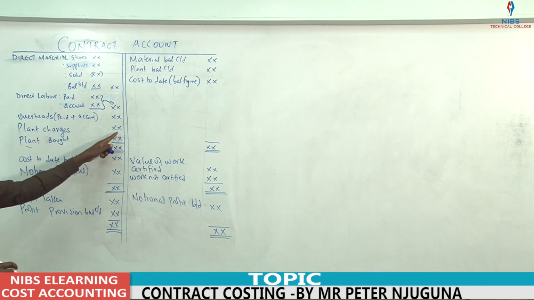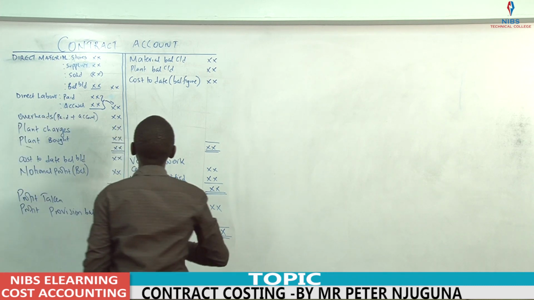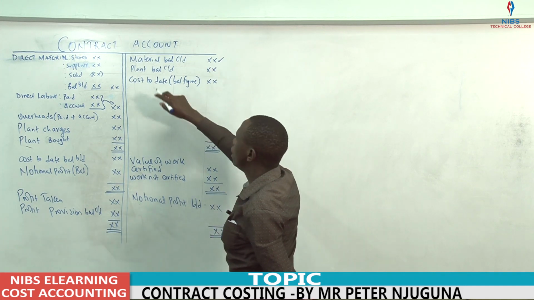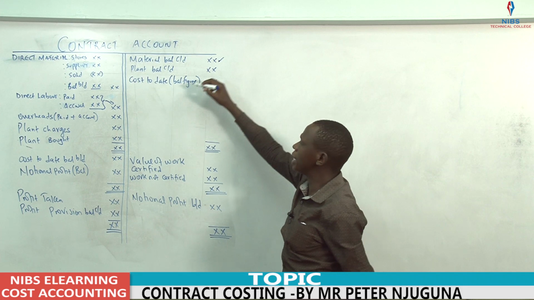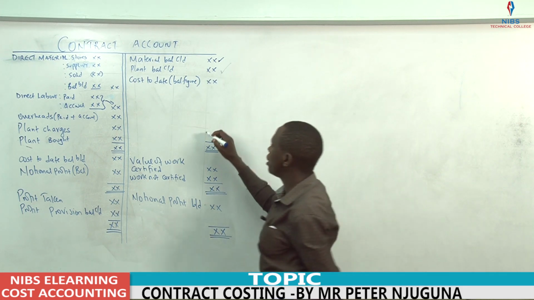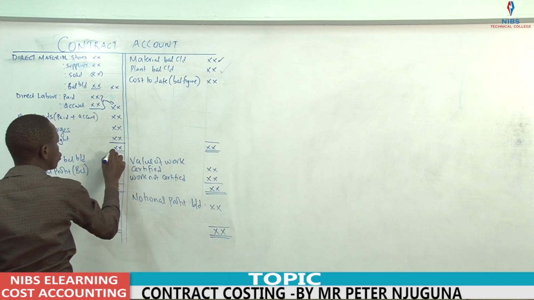Plant charges, you put them there. In case the contract, and mostly this normally happens in the first year when the contract is beginning, in case you purchased a plant, the cost of the plant is debited here. Now on the credit side, we have the material balance carried down. This one will always be given to you. There is the plant carried down, the value of the plant at the end of the year. Then after you have recorded all that, you balance off your contract account.